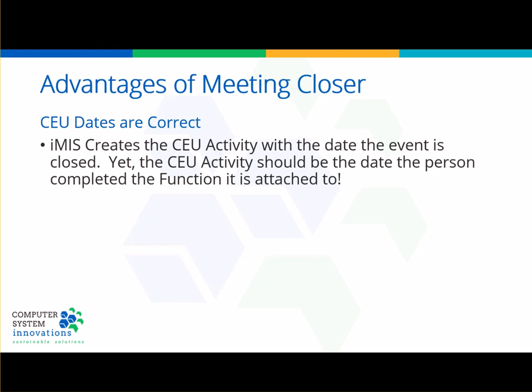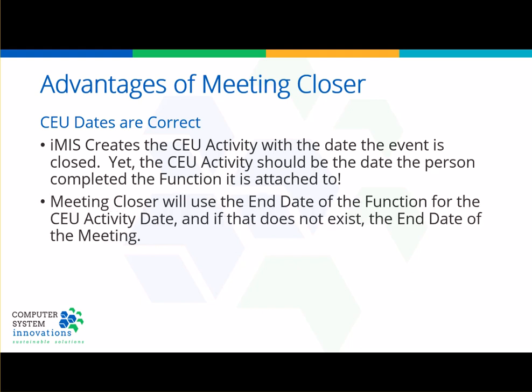So iMIS will actually create the CEU activity using the function end date. So if I have a function called class, and we're going to go ahead and test the people and track their scores in there and all that, I need that function activity to be in January. It needs to be the date of that class, not the date I closed the meeting. That's super important.